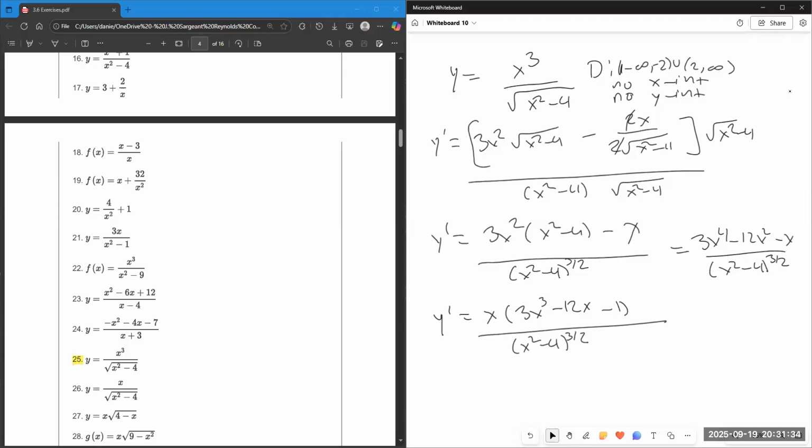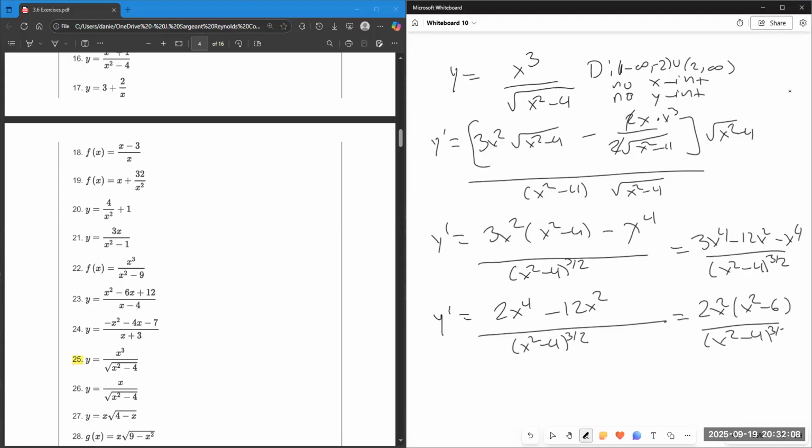And I forgot to multiply by x cubed here. So that should be x to the fourth. And that should be 2x to the fourth minus 12x squared. And that should be 2x squared times x squared minus 6. That's looking better.